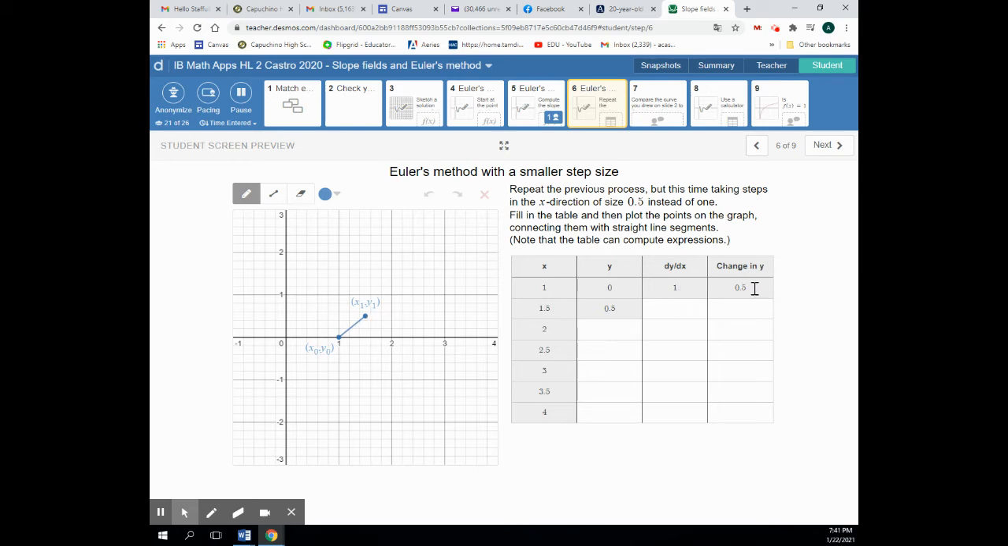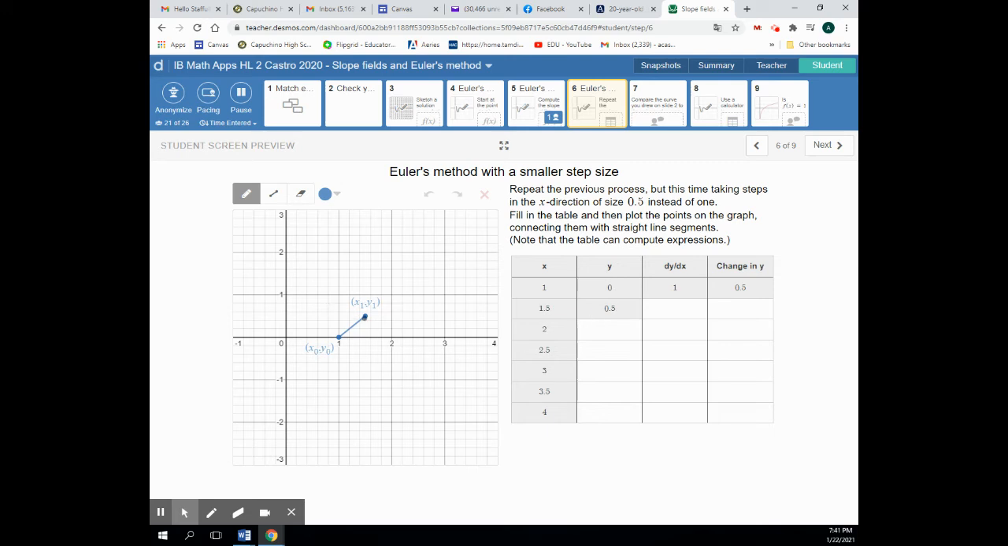I'm going up half a unit. Because if I was going to the right a whole unit, I would go up a whole unit because the slope was 1. But since I'm only going to the right half unit, then I'm only going to go up half as much, which is 0.5. So my y was at 0. It's going up 0.5. So my new y value here, my y1, is equal to 0.5.